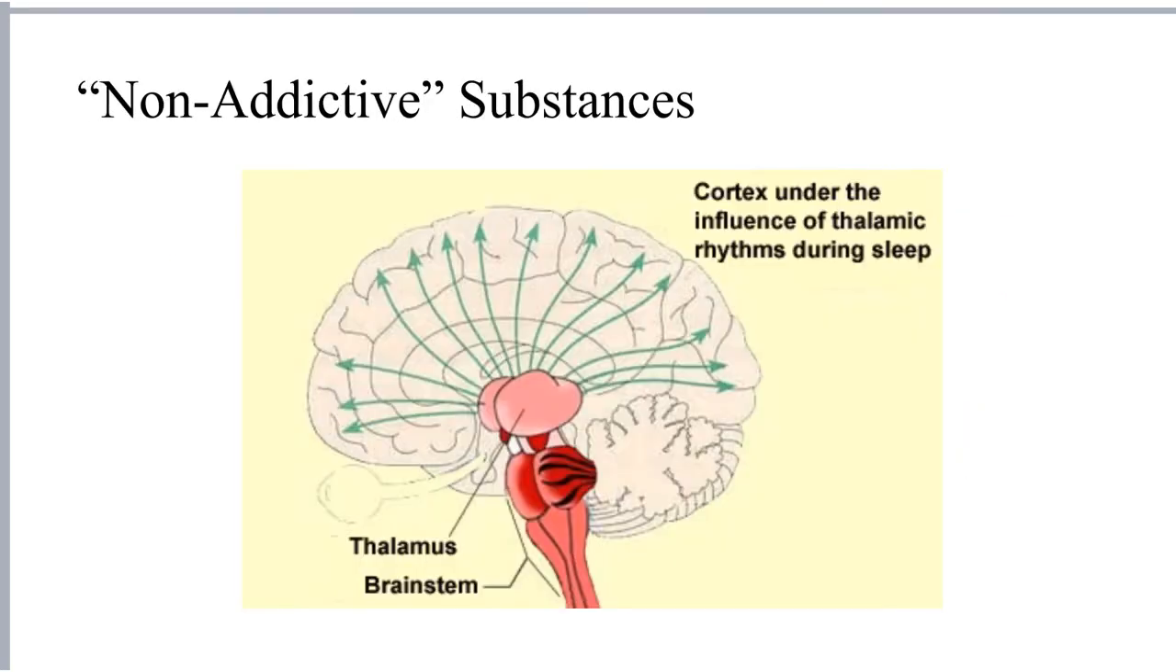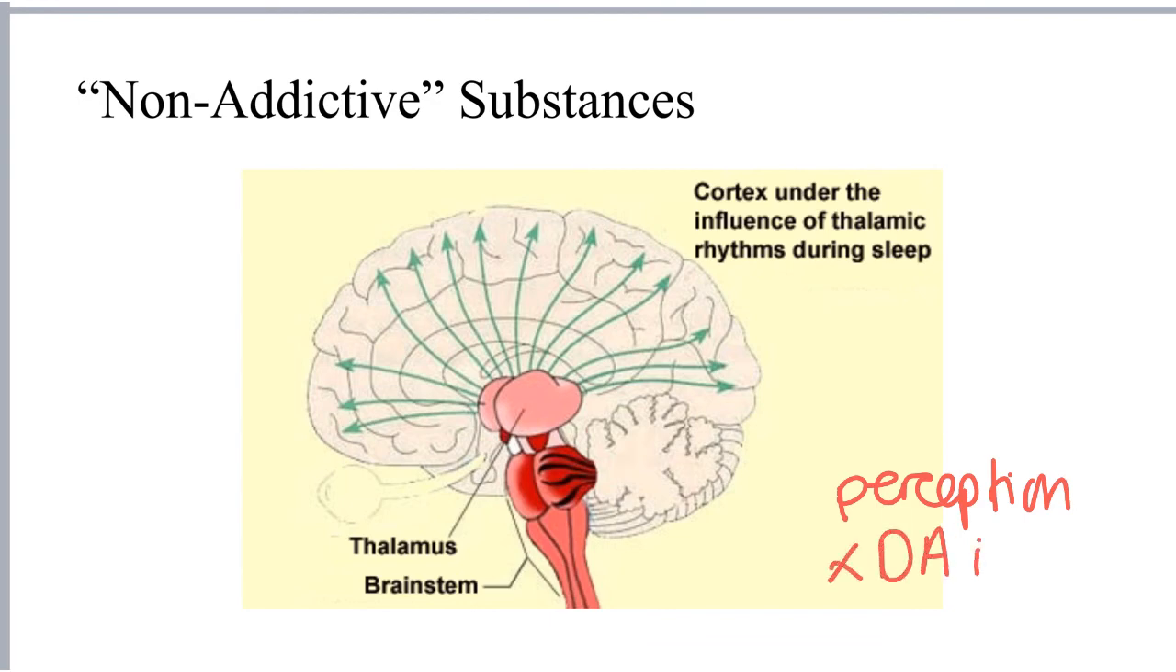As I stated earlier, all drugs of abuse increase dopamine release in the nucleus accumbens. Because there are some drugs of abuse that do not cause dopamine release in the nucleus accumbens, these agents are sometimes known as non-addictive substances. The non-addictive part could be a little bit debated, but essentially these are substances that alter perceptions but do not cause euphoria because they do not cause dopamine release in the nucleus accumbens.